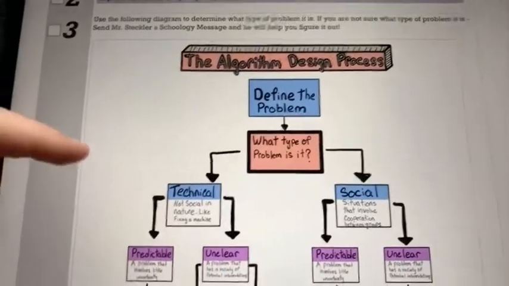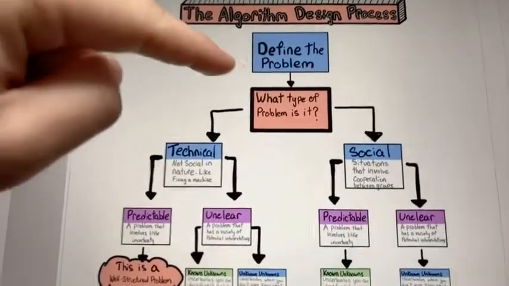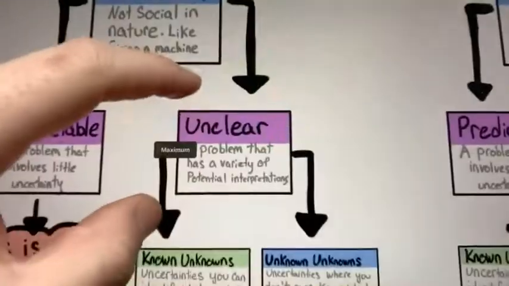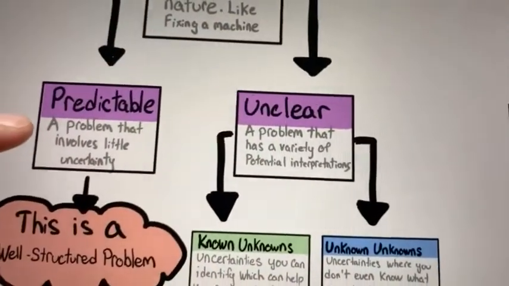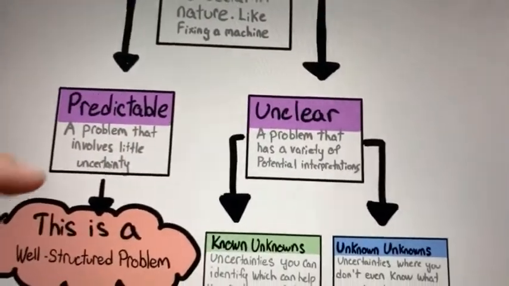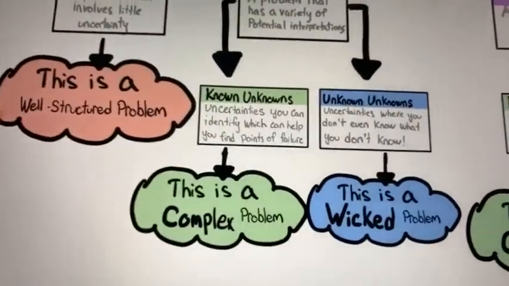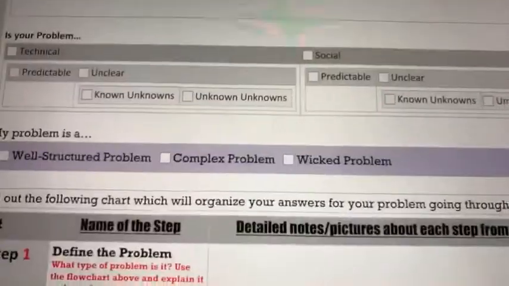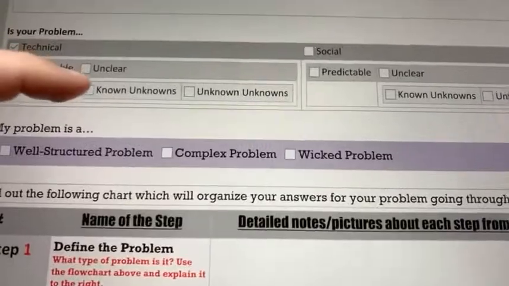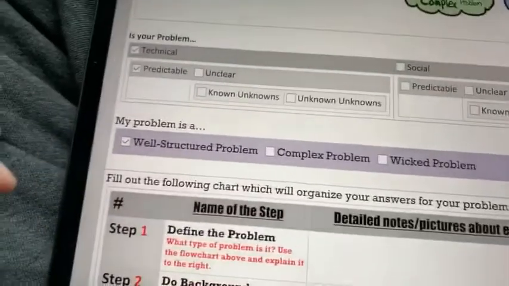The next thing you're going to do is classify what type of problem it is. My problem is a technical problem of lighting, and it is a predictable problem that involves little uncertainty because lighting is just about the lights. So this is a well-structured problem, and now that I know that, I'm going to go down and record that it was a technical, predictable problem that is well-structured. Knowing that it's a well-structured problem means that there's a best solution for this problem.